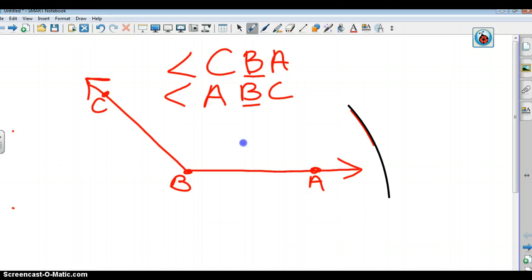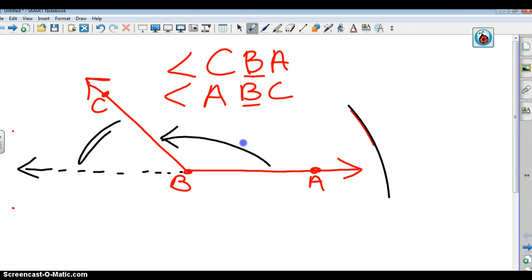Would this be obtuse, right, or acute? Obtuse. Quick brain buster for you. If this is obtuse, this angle will always be acute. We knew that. If we have time later, we will practice drawing angles and measuring angles because I feel like that's probably where you need a little bit of assistance.